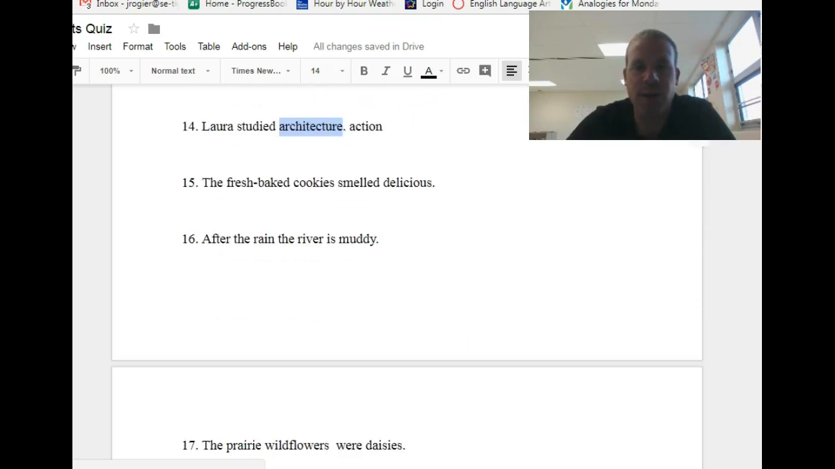The fresh baked cookies smelled delicious. Smelled is a linking verb. The cookies smelled. Whom or what, or how did they smell? They smelled delicious. So delicious is a predicate adjective. Same way as 16. The river is muddy. Is a linking verb. What is the river? Muddy. Muddy describes the river. Predicate adjective.